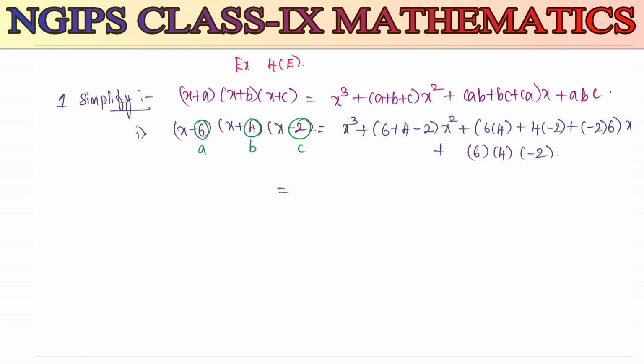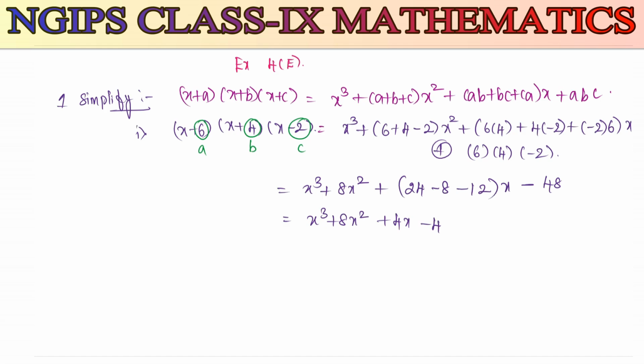So you will get x³ plus 6 plus 4 is 10, 10 minus 2 is 8, 8x² plus 6 4s are 24, minus 4 2s are 8, minus 6 2s are 12, into x. Here plus into plus will be plus, plus into minus is minus, minus into plus will be minus. So 6 4s are 24, 24 into 2 is 48. Finally we got x³ + 8x² + (24 − 8 − 12)x − 48. 8 plus 12 is 20, from 24 if we subtract 20 we will get 4. So 4x − 48. This is the final answer.